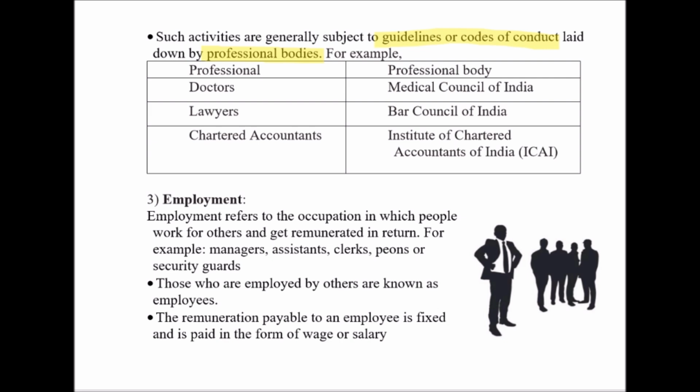Next is employment. So when you talk of employment, employment refers to occupation in which people work for others and get remunerated in return. So when you're not working for yourself, rather you are working for others and they are giving you some remuneration. Now remuneration means your salaries, wages. So when you work for others, they pay you something, that is called remuneration. So that occupation where you are working for others is called employment. An example is manager, assistant, clerk, peon, security guard.